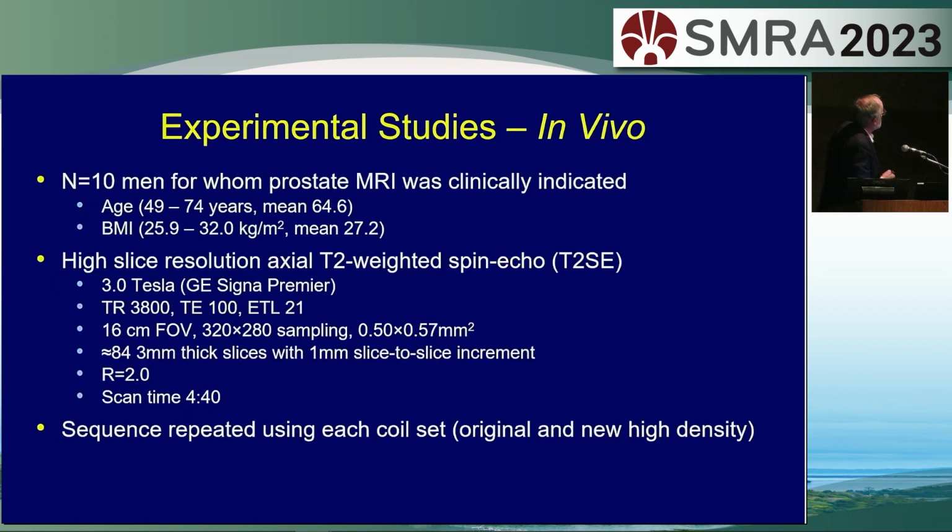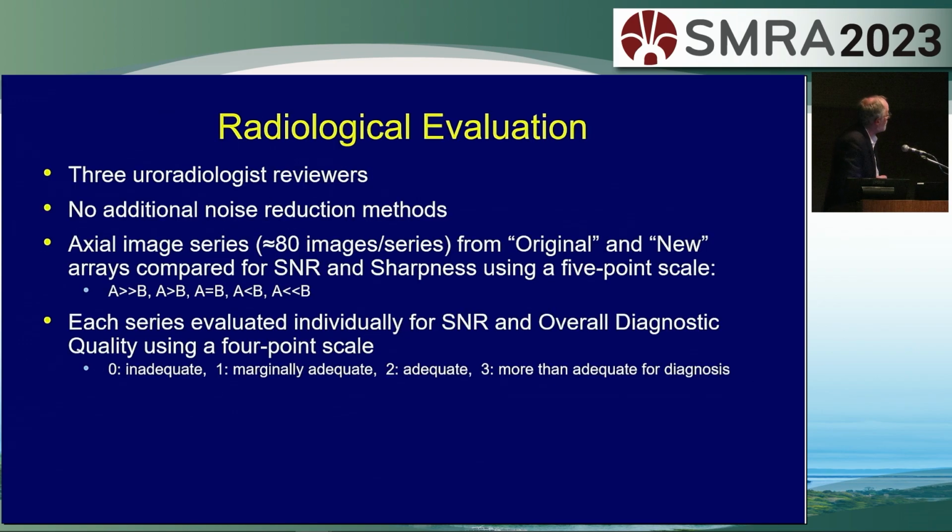We did experiments in vivo on 10 men for whom prostate MRI was clinically indicated. We used a high slice resolution T2 spin echo acquisition. Parameters are shown here. The sequence was repeated once with each coil set, and the results were compared. Comparisons were done by 3 uroradiologists. No additional noise reduction methods were used for the comparison.